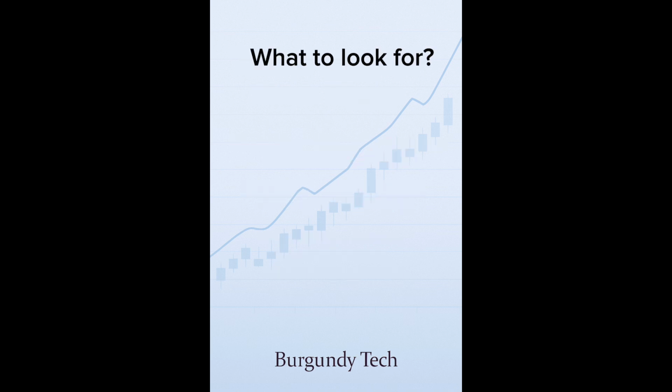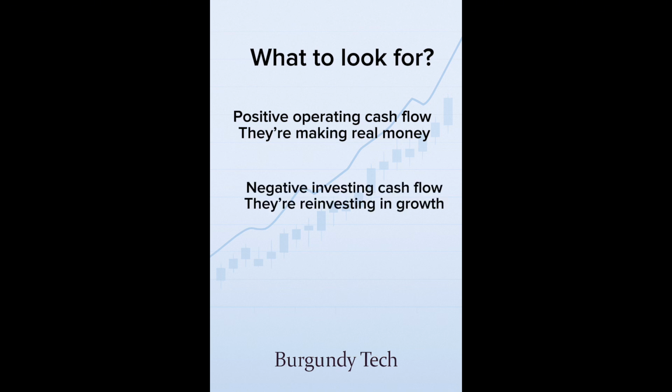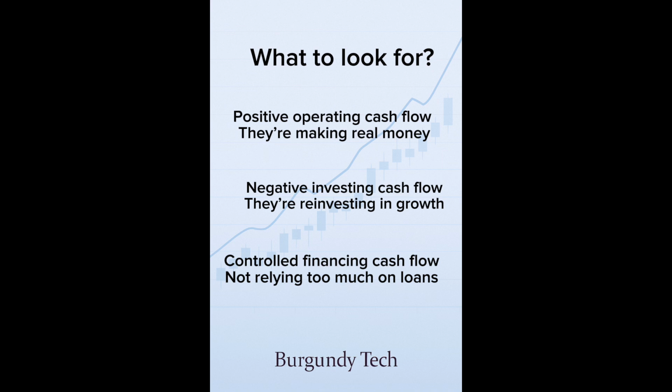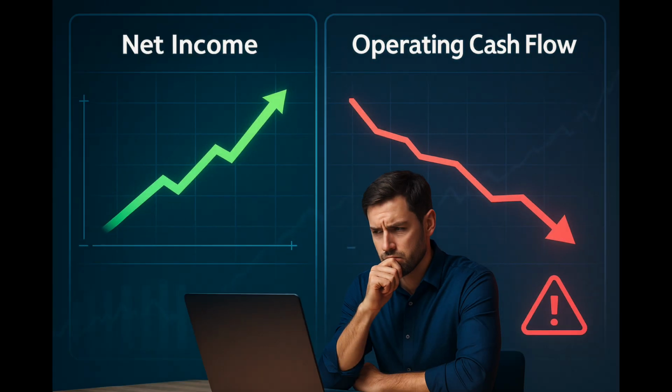What should we look for? Positive operating cash flow. They are making real money. Negative investing cash flow. They are reinvesting in growth. Controlled financing cash flow. Not relying too much on loans. Now what's a warning to watch for? If net income is positive, but operating cash flow is negative, something's fishy. They may be manipulating earnings or struggling behind the scenes.